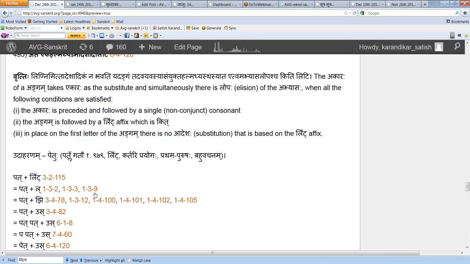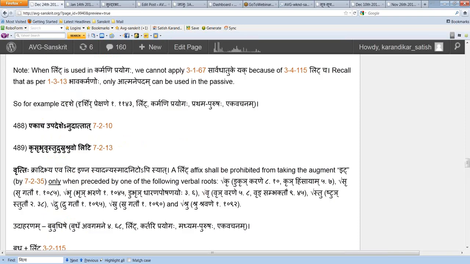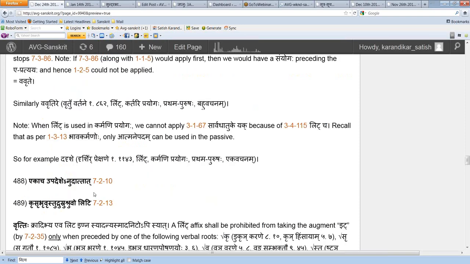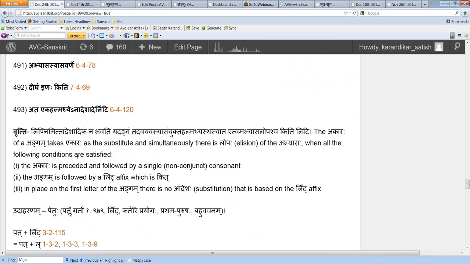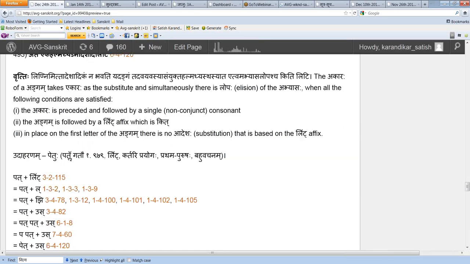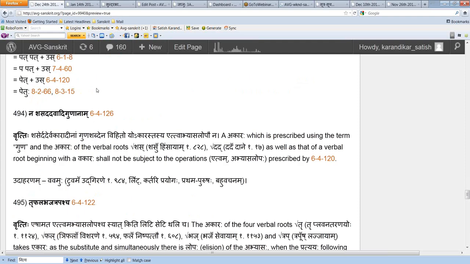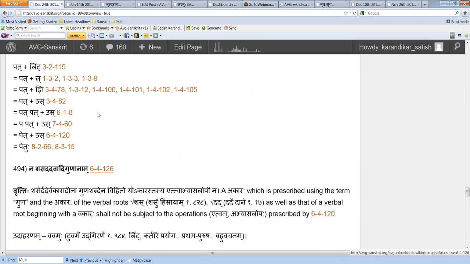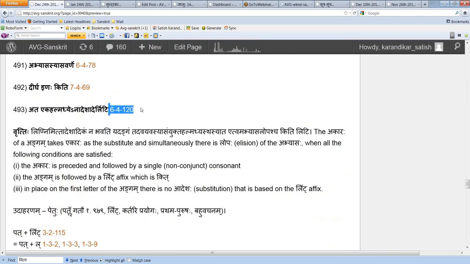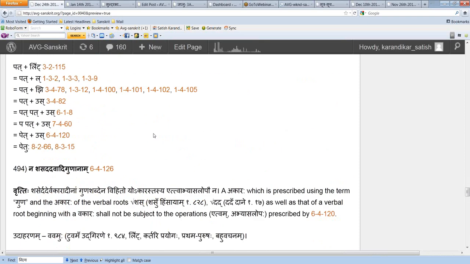And for homework, the sutrani. We didn't have time today for these two. We'll take it next time. Look at 6478, 7469 for Dhatu Ingatau. This one is for Ingatau only. This is for Abhyasasya Savarane. So anyway, take this for homework. 6478, 7469. And this opens up a section, by the way. 64120 opens up a section. So try for homework.